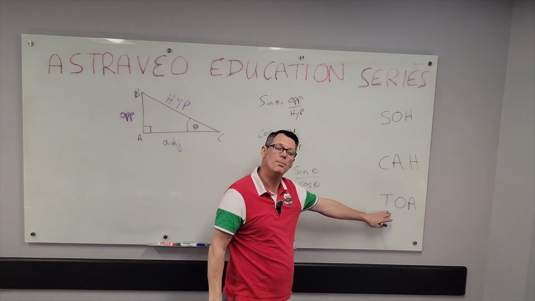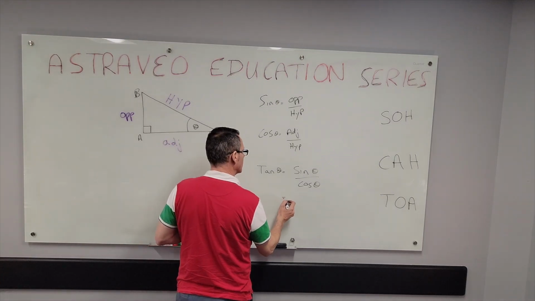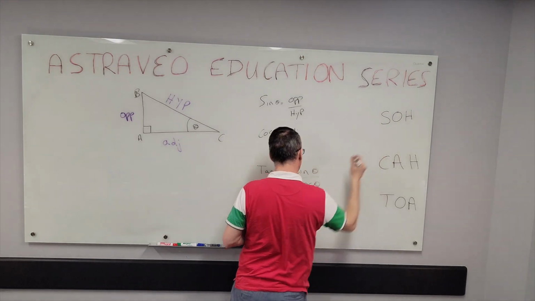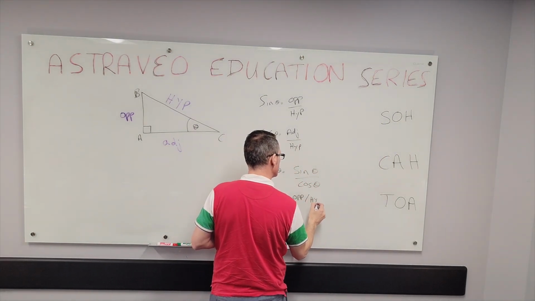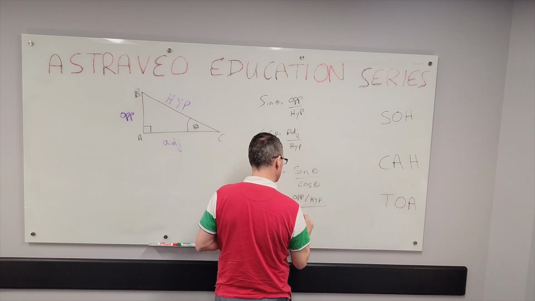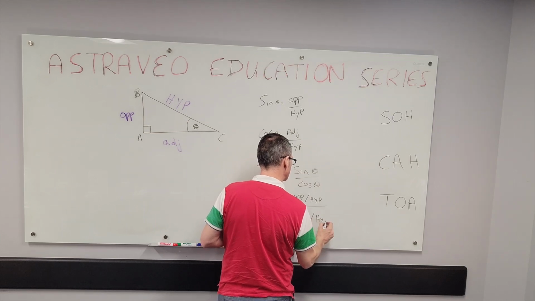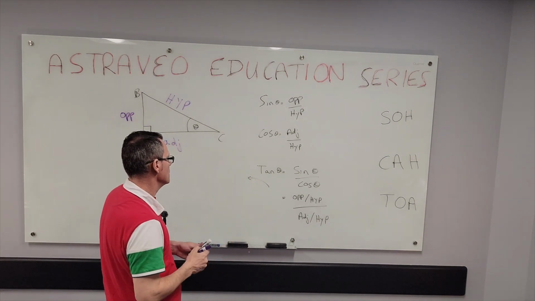So it does happen to be opposite over adjacent, but can we prove that? Well, yes, we can. We know that sine theta is opposite divided by hypotenuse. Cosine theta is adjacent divided by hypotenuse. And this is where Charlotte comes in.